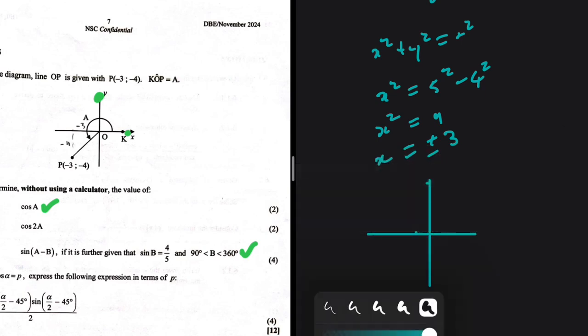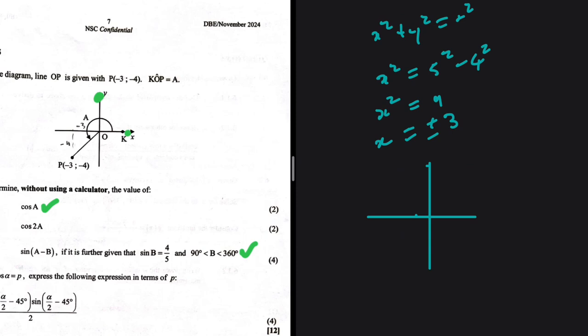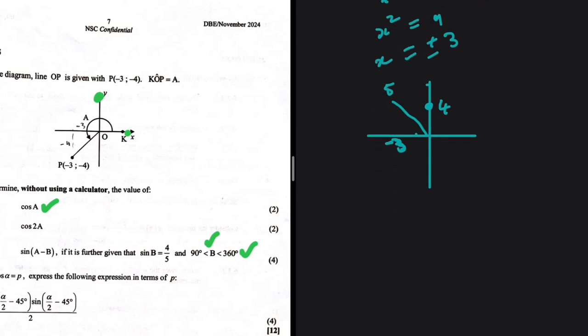We have y. Y is 4, right? So y is right here. We have 4. And then our x, that's what you're looking for. Is it plus 3 or minus 3? Okay. Our angle is between 90 and 360, right? So we can take x as minus 3. So there we go. We have x as minus 3, and then our r is going to be 5. Okay. So there we go. We can have that like that.